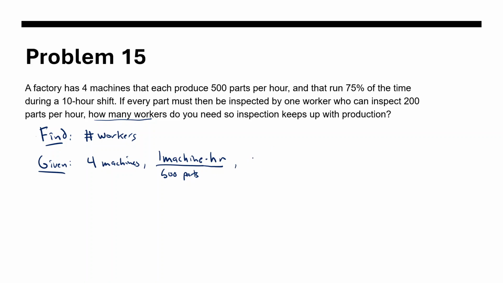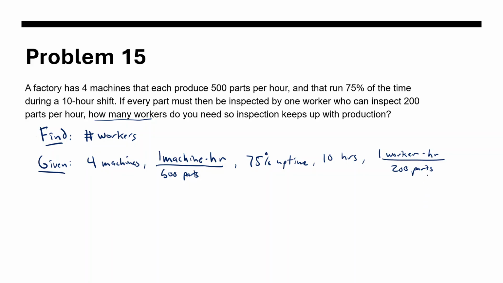We also know that they have 75% uptime. Percentage has no units. So we'll have to include that in our answer as a given, but it doesn't have any units at all because it's just a number, percentage. And we know they work for 10 hours. We also know that one worker has a working rate too, just like the machine. So one worker can do 200 parts, again, per hour. So one machine hour makes 500 parts, one worker hour makes 200 parts.